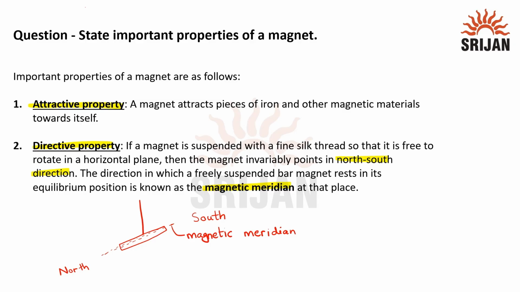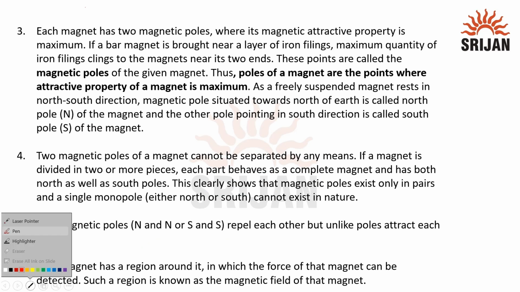Moving on to the next property. Each magnet has two magnetic poles where its magnetic attractive property is maximum. If a bar magnet is brought near a layer of iron filings, maximum quantity of iron filings clings to the magnet near its two ends. And these points are what we call the magnetic poles of a given magnet. Thus, the poles of a magnet are the points where the attractive property of a magnet is maximum.